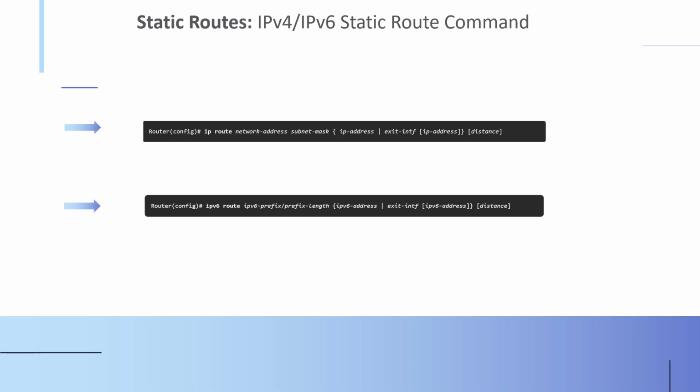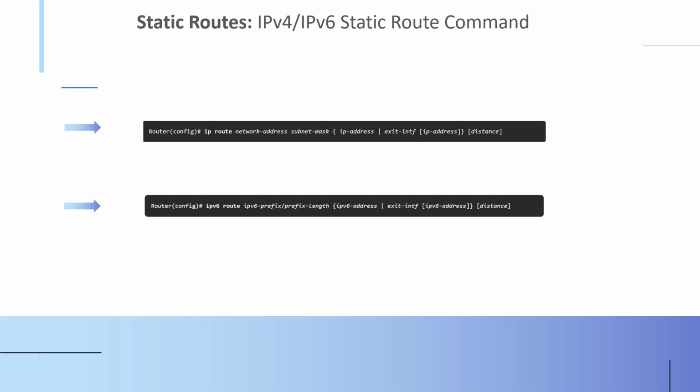As in the first slide, the description for each of those parameters is as follows. The IPv6 prefix identifies the destination IPv6 network address of the remote network to be added to the routing table, and the prefix length identifies the prefix length of the remote network. The IPv6 address identifies the next hop router IPv6 address. It is typically used with broadcast networks and could create a recursive static route, where the router performs an additional lookup to find the exit interface, same as in IPv4.